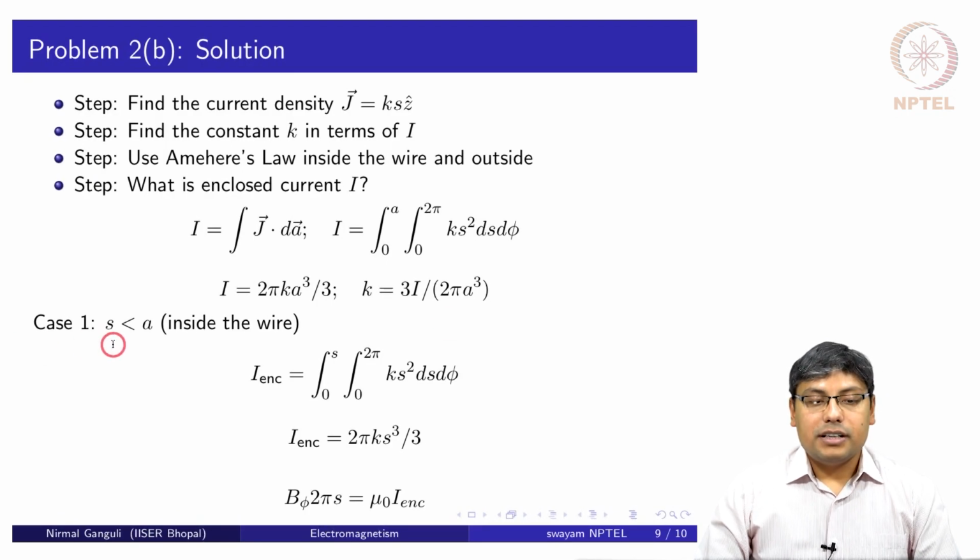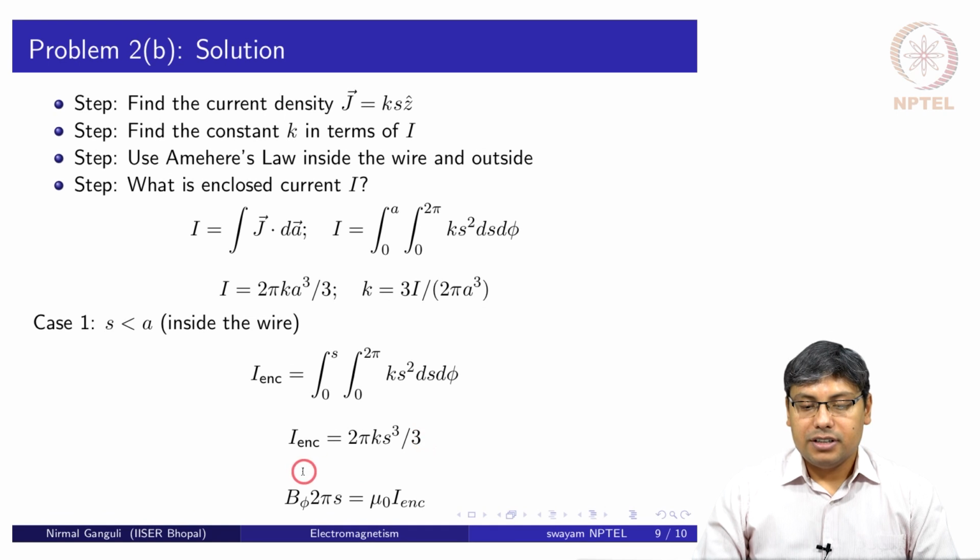Now let's consider case 1 where our point of observation is inside, where S is less than A. There the current enclosed can be given as integration over k s square ds d phi. S ranges from 0 to S and phi ranges from 0 to 2 pi. Therefore, the current enclosed would be 2 pi times k s cubed over 3.